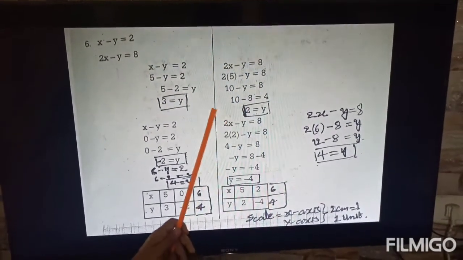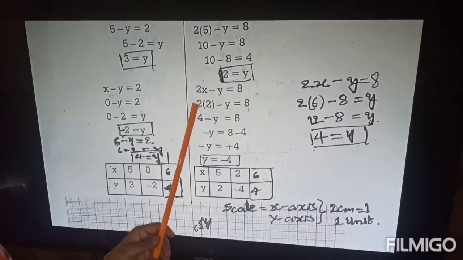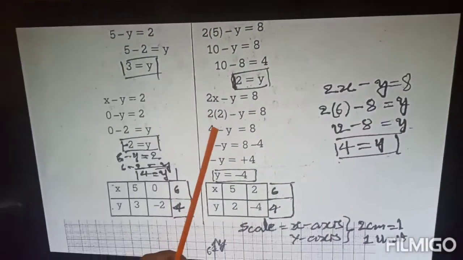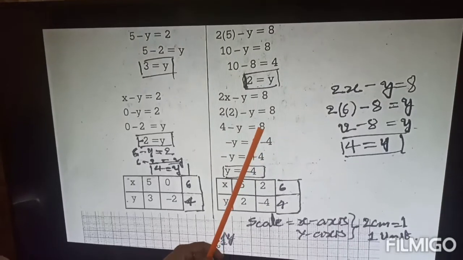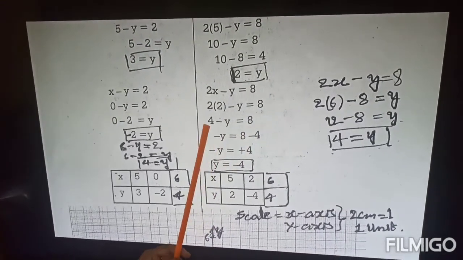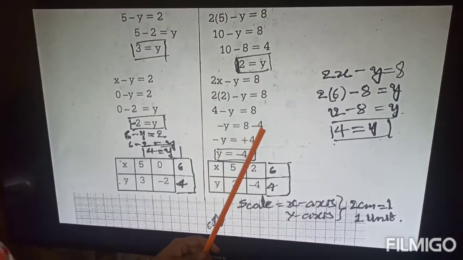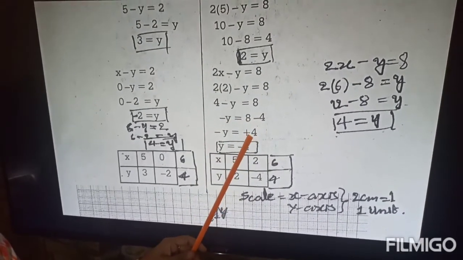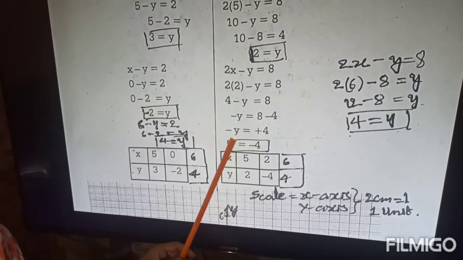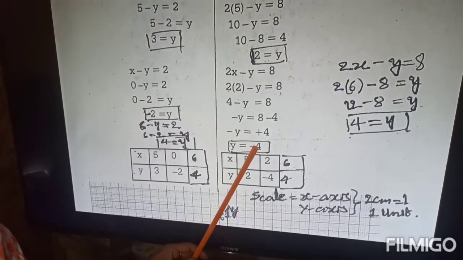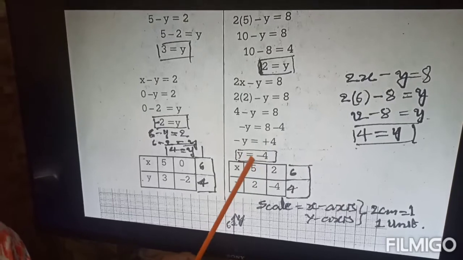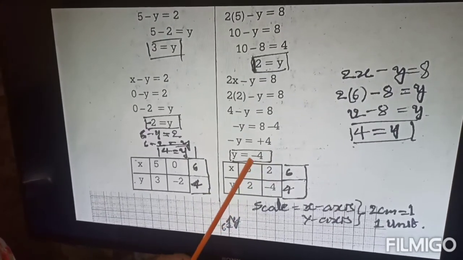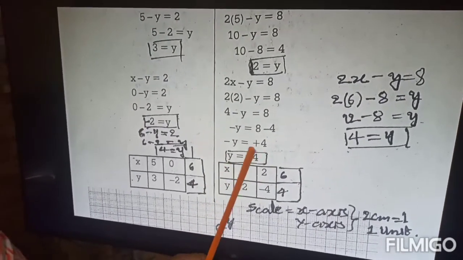Next, replace x by 2, then 2 into 2, 4, 4 minus y is equal to 8. Then transfer 4 to this side, 8 minus 4, minus y is equal to plus 4, 8 minus 4 means plus 4. Then y is equal to minus 4. Okay, minus transferred to this side, it will be minus 4.